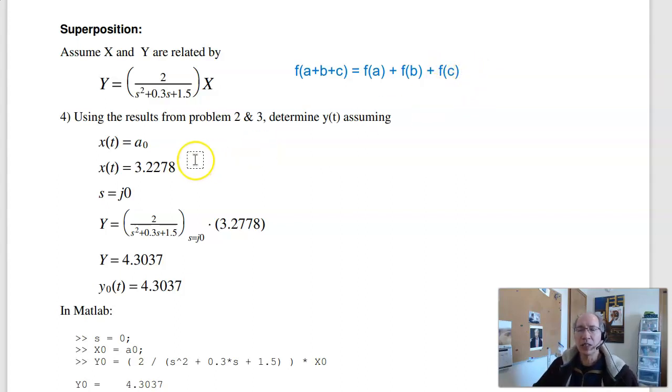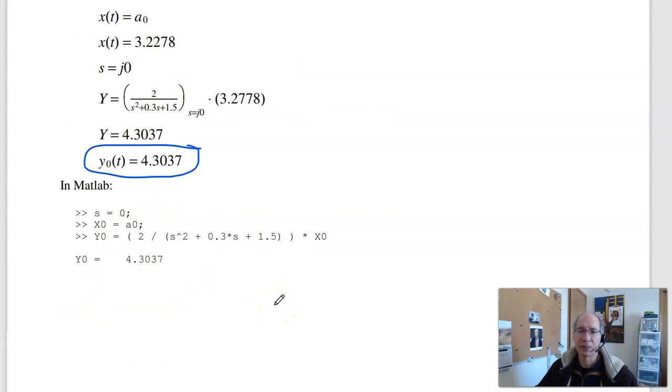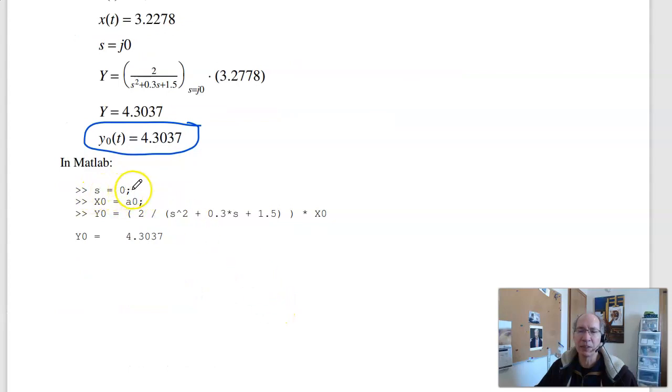So, starting at DC, if the input is DC, the first term, I can find it. This is the gain everywhere. All I care about is what's the gain at DC, at s equals 0, times the input at DC. Plug in s equals 0, I get 2 over 1.5 times 3.27, 4.3. So that's the DC term of y. In MATLAB, I can do that by just saying s equals 0. That's the input, and here's the output. The gain at this very special value of s times the input at that frequency.